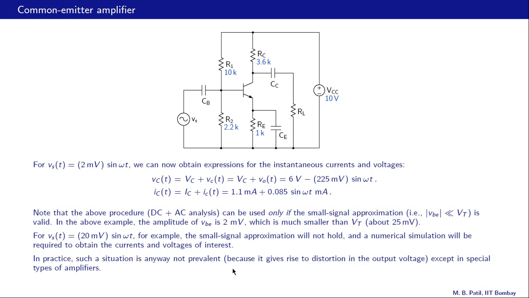There are some amplifiers like the so-called class C amplifier, in which the transistor in fact is not operating in the linear region. It is made to operate in the cutoff and linear region, and in that case all of this cannot be used, because the small signal approximation certainly goes for a toss, and then we require a numerical simulation of the circuit or some other approximate way of analyzing it.